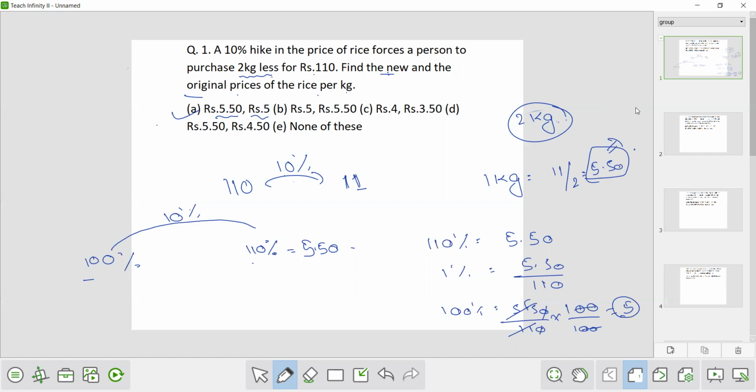Okay. Now let us move to the second question. For the first question, a similar type of question we have discussed in the last class. In that question, it was given that a person was able to purchase 3 kg more. Now here it is given a person is now purchasing 2 kg less. So it is a similar type of question. You can refer to that question also. And these types of questions you will usually find in the examination.